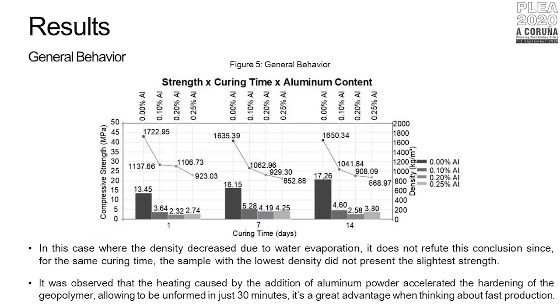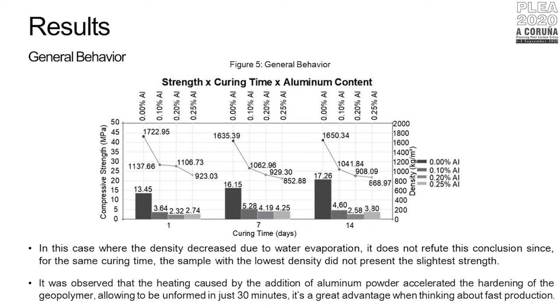When evaluating the lightweight geopolymer with aluminum powder in general, it is possible to identify that the density and compressive strength of the geopolymer do not follow a fixed logic. The fact that the density decreased due to water evaporation does not refute this conclusion since, for the same curing time, the sample with the lowest density did not present the lowest strength.